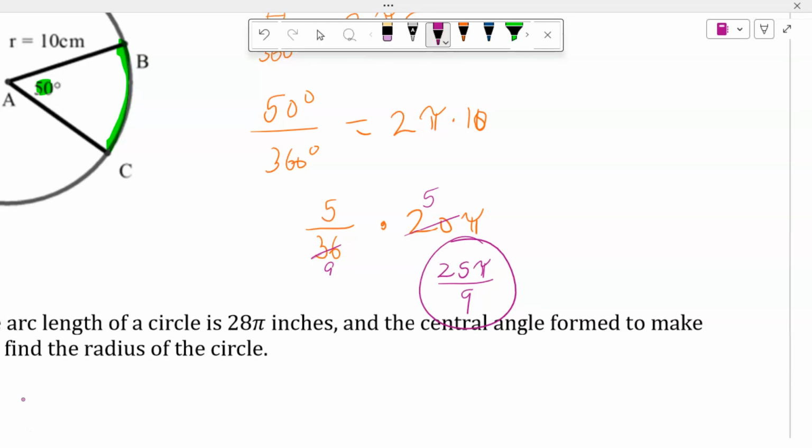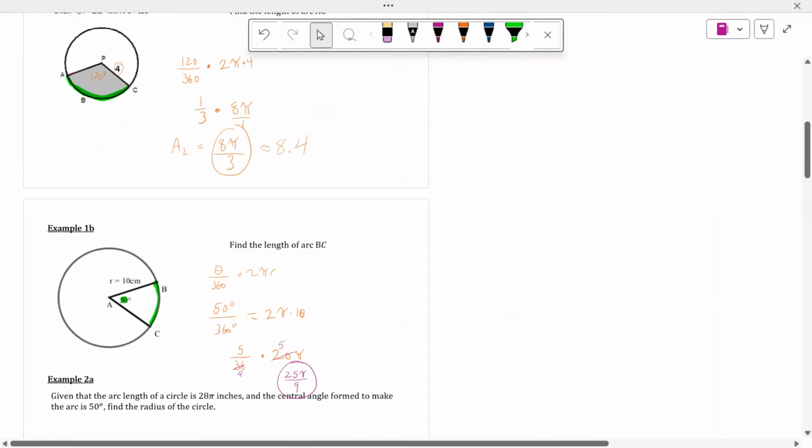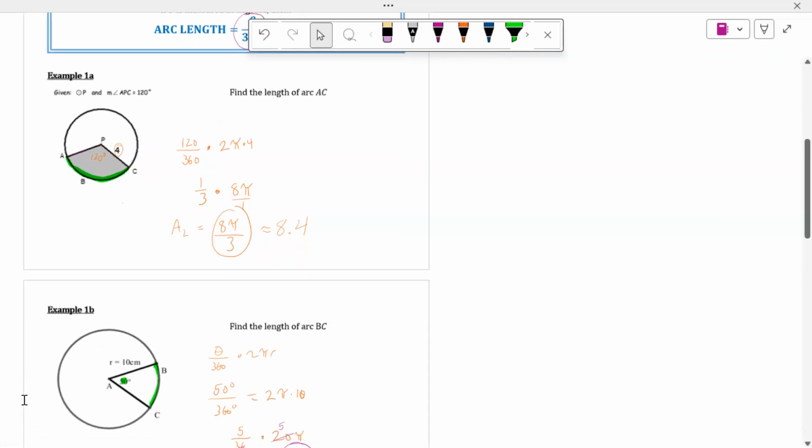Again, if we wanted to, we could convert it to decimal. But most of the time, it's going to ask you to leave it just like that. All right. So those first two examples, I would say, are the straightforward version, where they're giving you the central angle, they're giving you the radius, and you simply have to plug it into the arc length formula to find that fractional portion of the whole circumference that you're looking for.